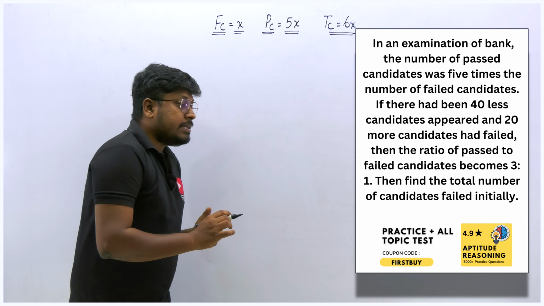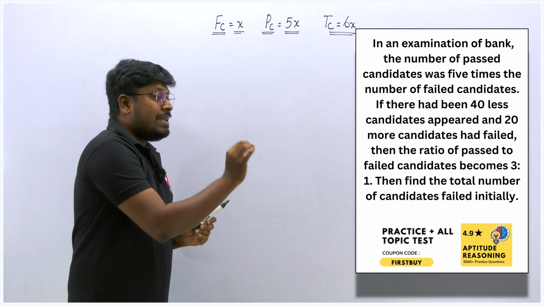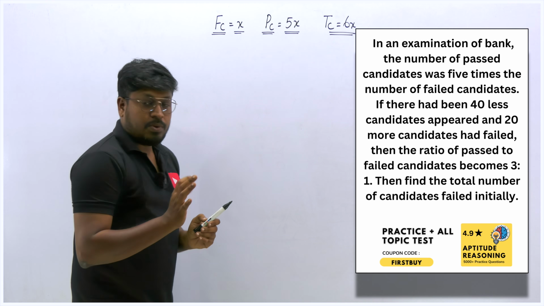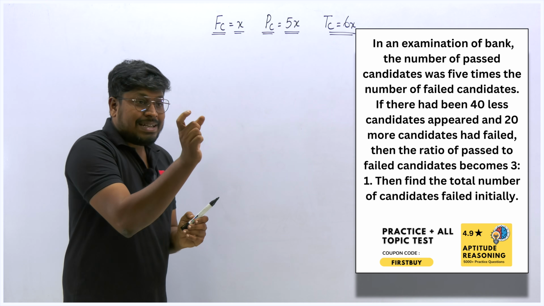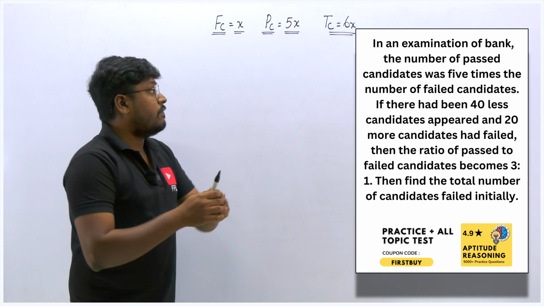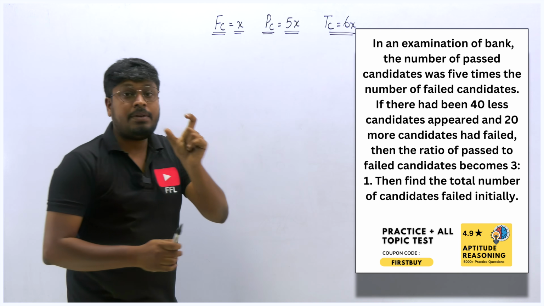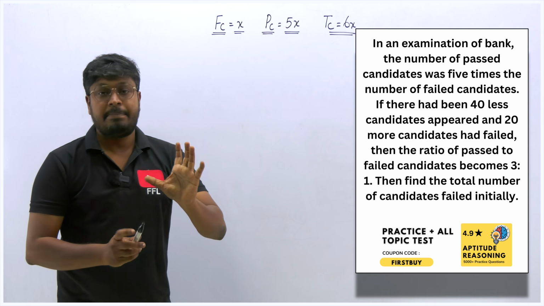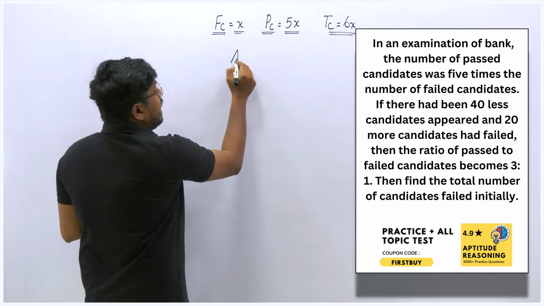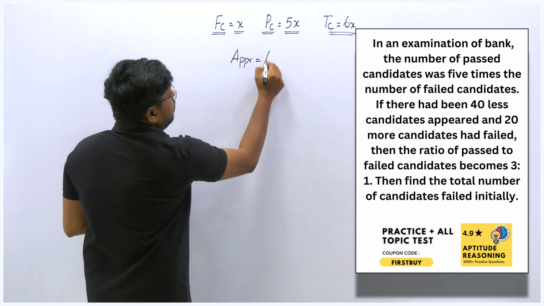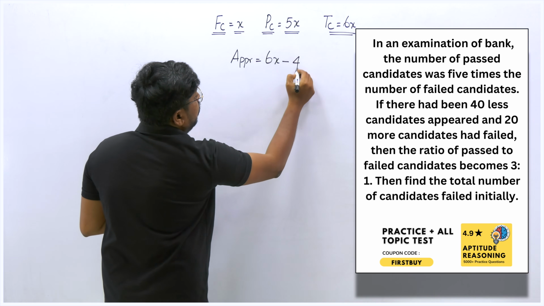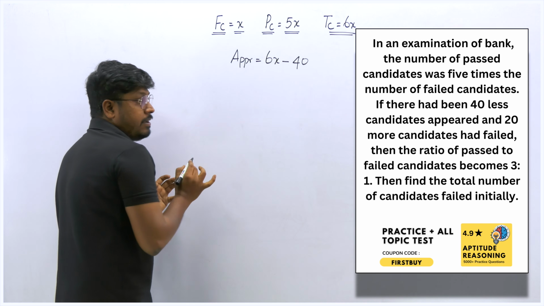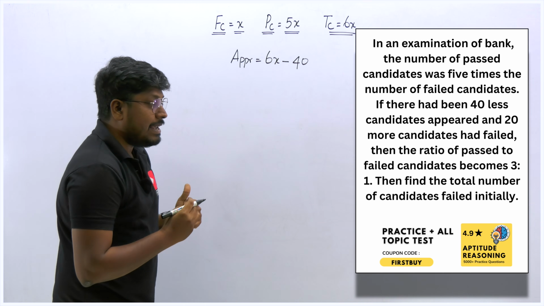The next point is, if there had been 40 less candidates appeared. So what is the meaning of it? 40 less candidates appeared. So from the total candidates, 40 candidates less appeared for the exams. From the total candidates, there were 40 less, so I have subtracted here. What is the next point they are saying?